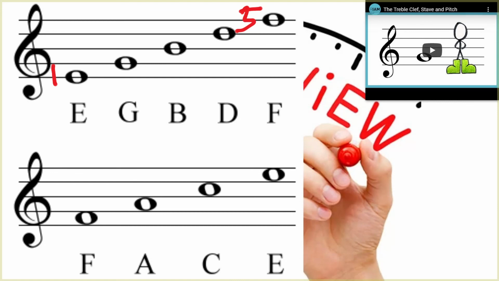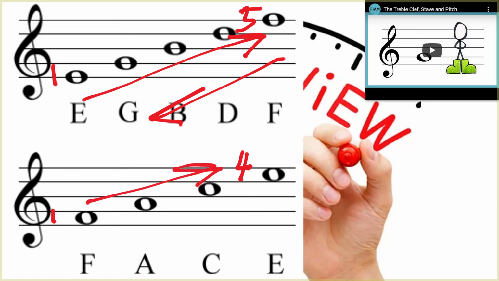And as we go up, the notes get higher. As we go down, the notes get lower. Okay, and that goes for our spaces as well. The first space is at the bottom of the staff, and the top space is at the top of the staff. And as we go up the staff, the notes go higher. As we go down the staff, the notes go lower.